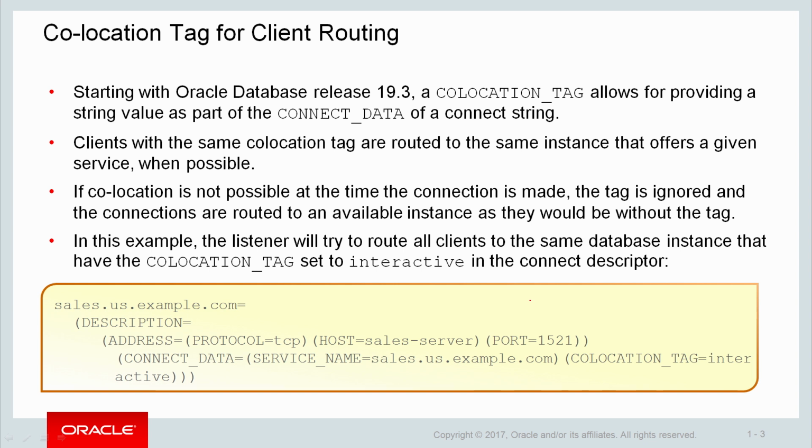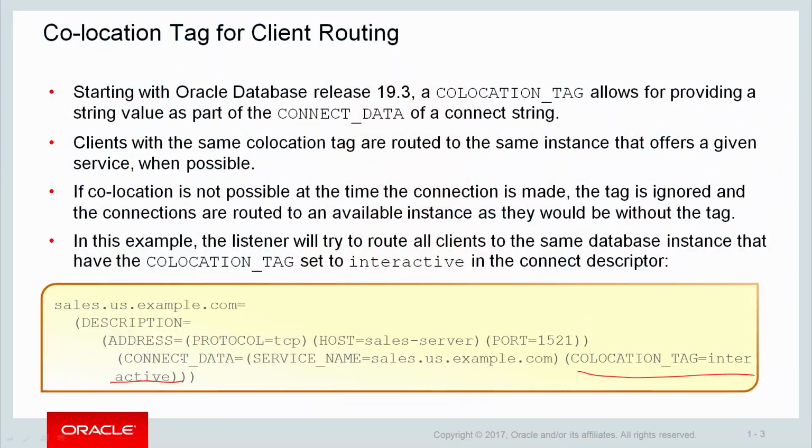So starting with Oracle Database Release 19.3, a colocation tag allows for providing a string value as part of the connect data of a connect string. So in the example here, we can see colocation tag interactive. And all clients with the same colocation tag are routed to the same instance that offers a given service whenever possible. Now, there could be some exceptions to this. One of the instances could be exceptionally busy, which means we can't create another session on there, in which case it will still be routed to an instance under the same service.